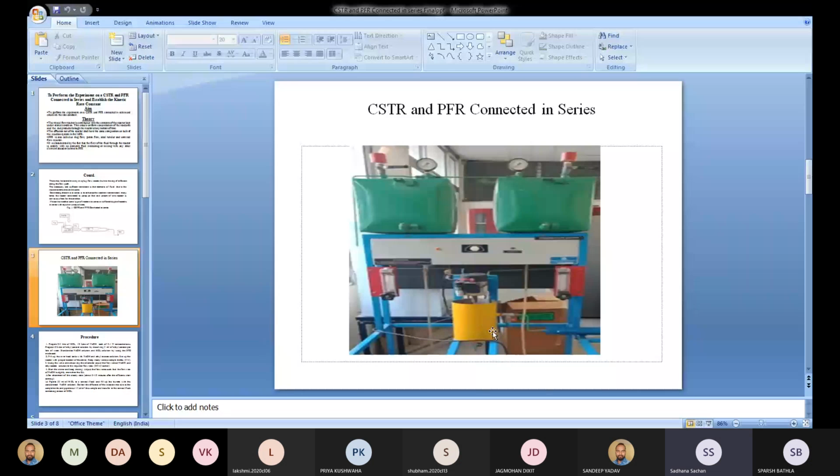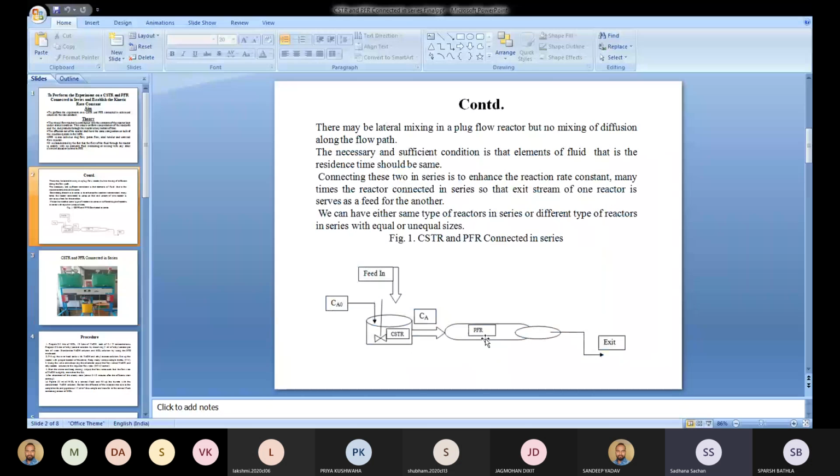Here the stirrer is for mixing these flow rates, and from the exit we can find out the concentrations in the figure. Suppose we take X1 in the first reactor, XA1 is the conversion, and in the second we take XA2 as the conversion. CA1 means the exit stream. Here we are considering the concentration of NaOH.